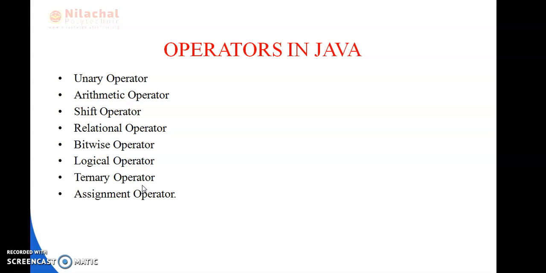Then comes the Java ternary operator. Java ternary operator is used as a one-line replacement for the if-then-else statement and is used a lot in Java programming. It is the only conditional operator which takes three operands. Remember, it takes three operands. If the first operand is true, then it goes to the first print statement. If it is false, then it goes to the second print statement.